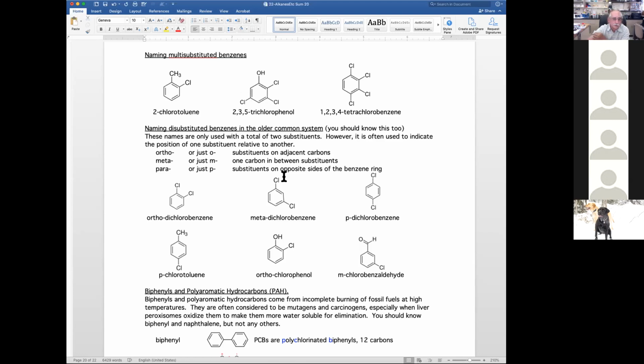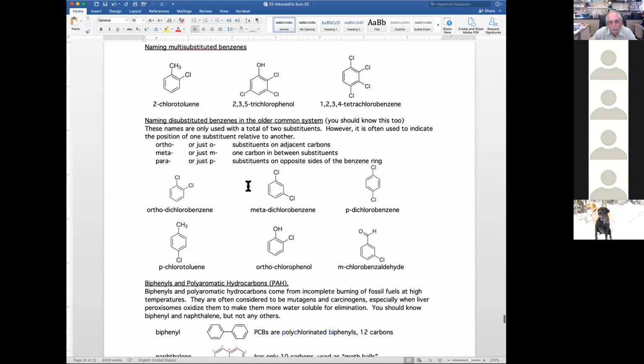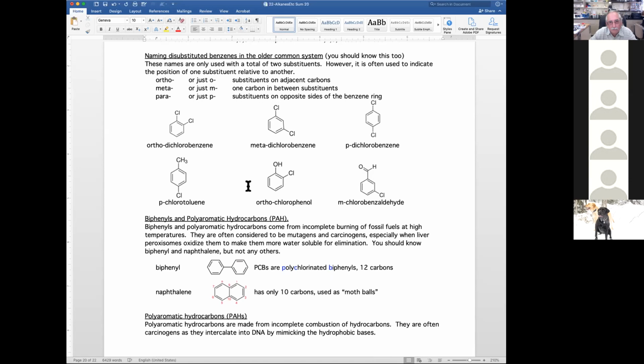And then there's an older system that is still in very common usage. And that's using ortho, meta, and para. So it's really only used when you have 2 substituents. So we could say 1,2-dichloro, or we could say ortho. Ortho is when they're right next to each other.